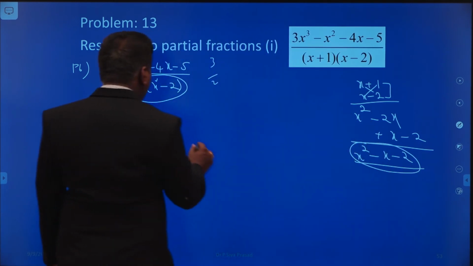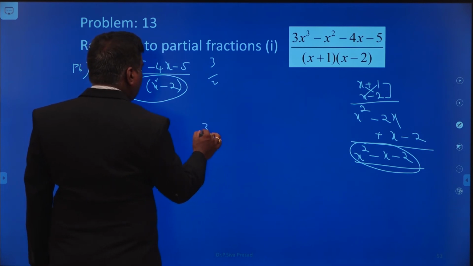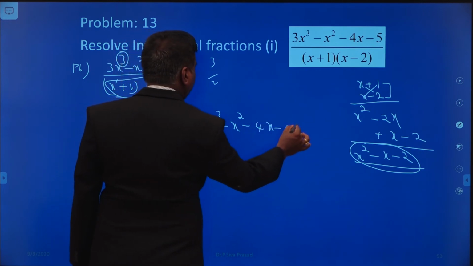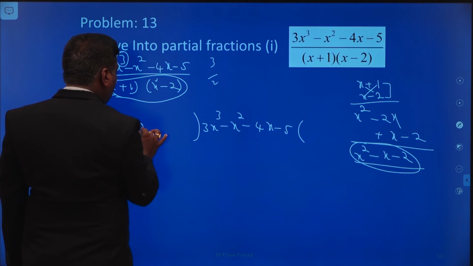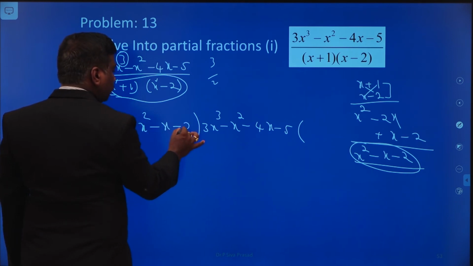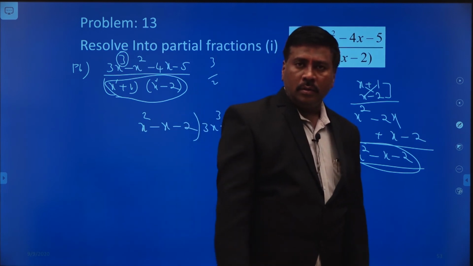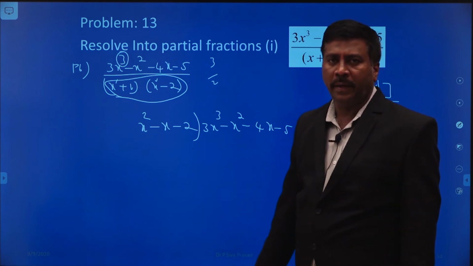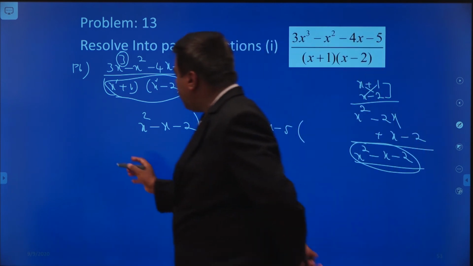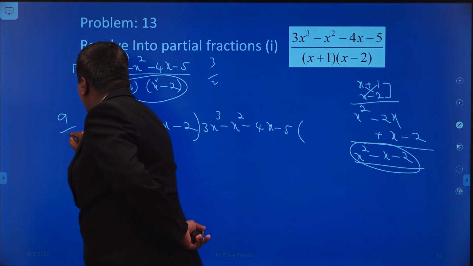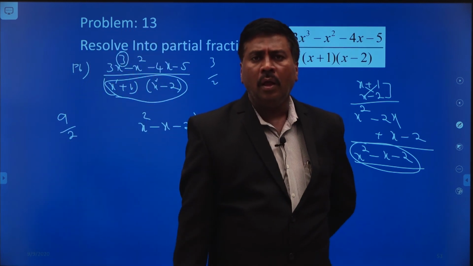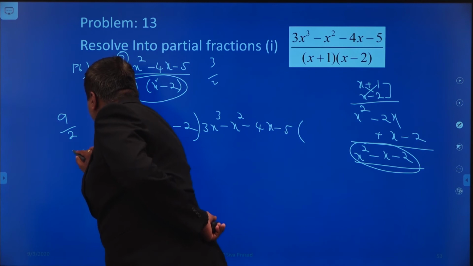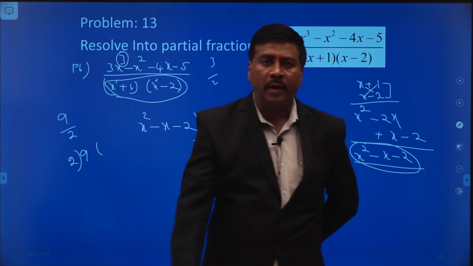Now we simply have to divide 3x cube minus x square minus 4x minus 5 by x square minus x minus 2. This is what we are doing. Before doing this problem, I will take the simplest division method, that is 9 by 2. This example was already taken in type 1. 9 by 2, that means here 9 is to be divided by 2.